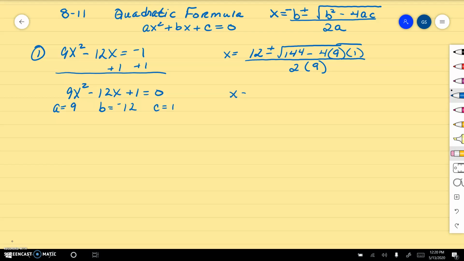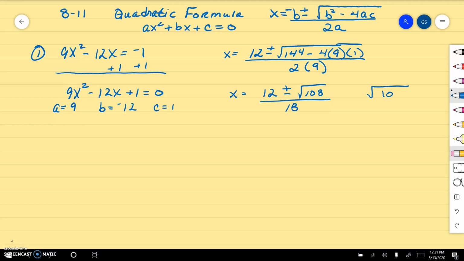Okay. Now, let's simplify this. We get 12 plus or minus, now this is 144 minus 4 times 9, which is 36. 144 minus 36 is 108. Check your calculator on that one. All over 18. Now we see a radical that is not a perfect square, this 108.